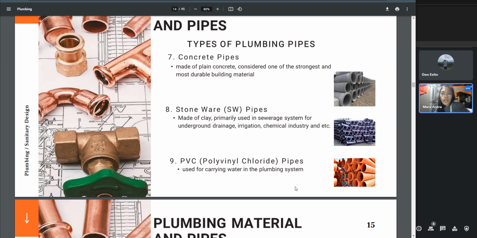The PVC or the polyvinyl chloride pipes. These pipes are mostly used for carrying water in the plumbing system and are light in weight, non-corrosive, cheaper in cost, and do not require any threading for joining connections. It makes them easily acceptable in the market.